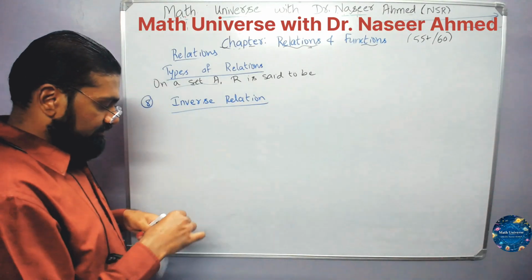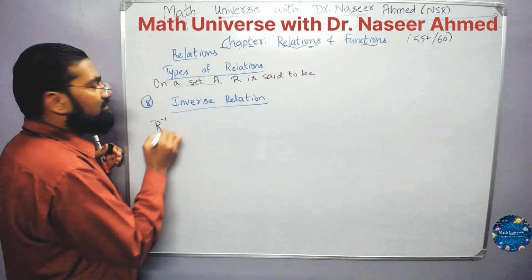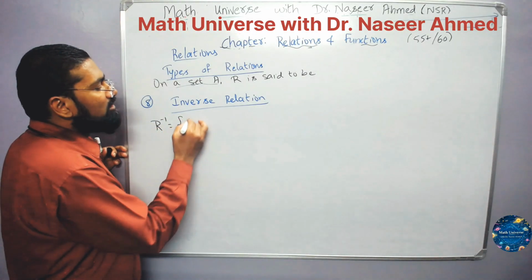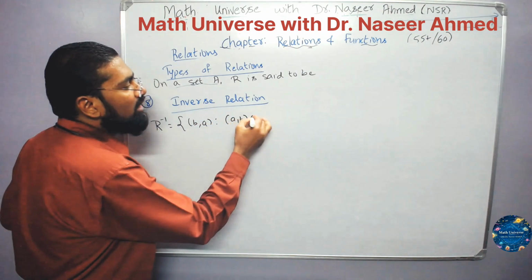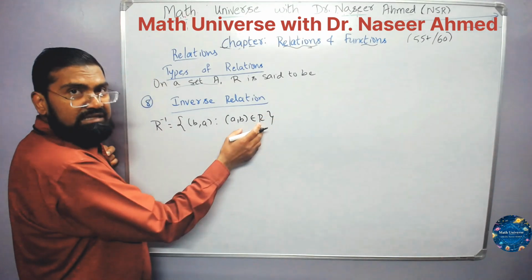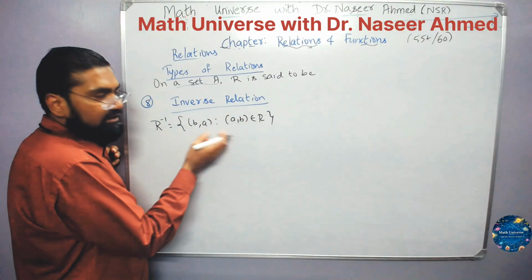Inverse. Like as you have invertible matrices, see R with the power minus 1, it is the set of all ordered pairs B comma A such that A comma B belongs to R. Very simple it is. If an element is in R as A comma B, the inverse will have just reverse them. Okay, reverse them. That's it.